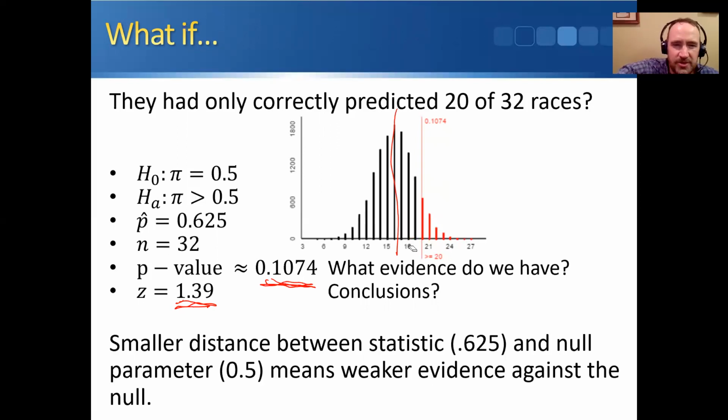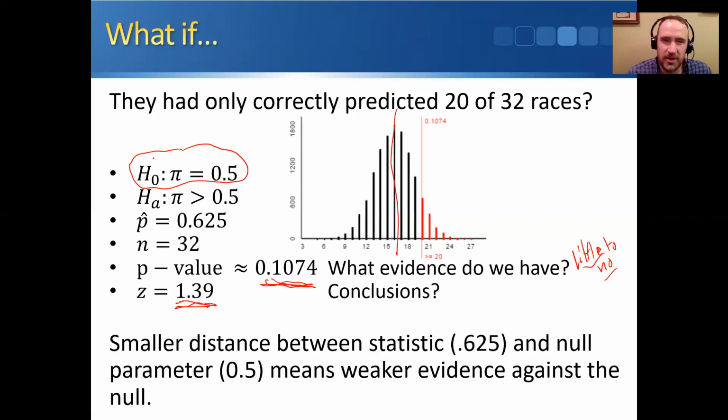If you recall what this tells us about strength of evidence, if a p-value is above 0.10, above 10%, we have little to no evidence against the null hypothesis. Same idea with the z-statistic. It's below 1.5, little to no evidence against the null hypothesis. So if this were actually the scenario, we would say, hey, we don't have much evidence that this is better than just 50-50, better than guessing. And so our conclusion would turn out to be the opposite.